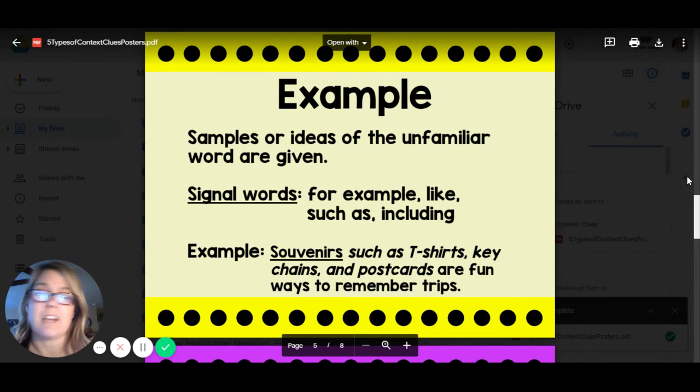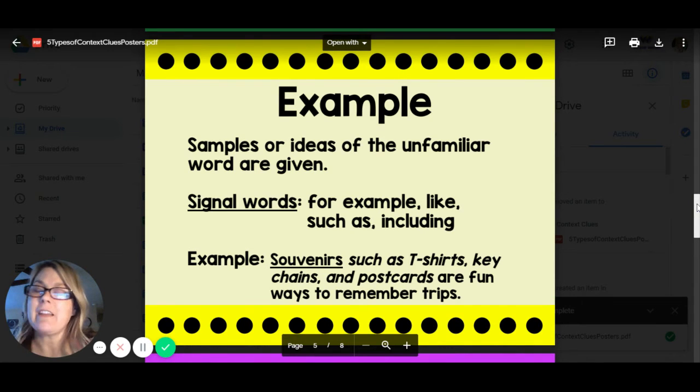And a lot of times that's how you will remember that word. Even if you can't come up with the word, if you have an idea of what that word means, that's the most important part.